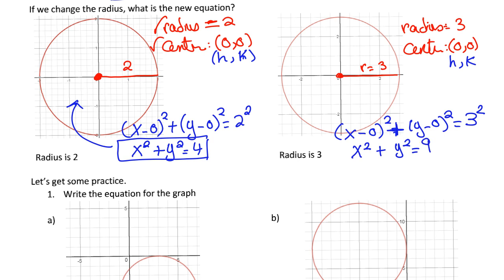But do you think all of the circles start at the origin, or the center is at the origin? It's not in all cases that you will see the center of the circle at the origin. So let's move on to more questions.